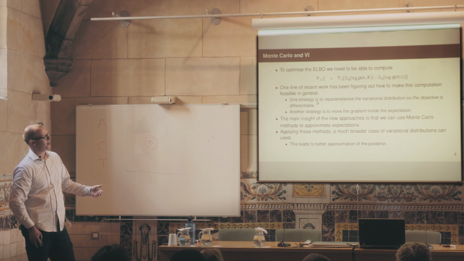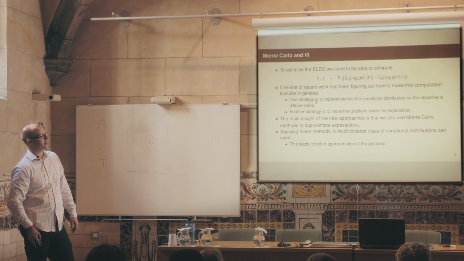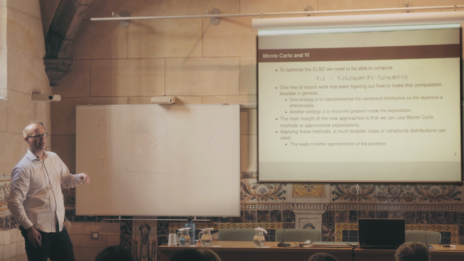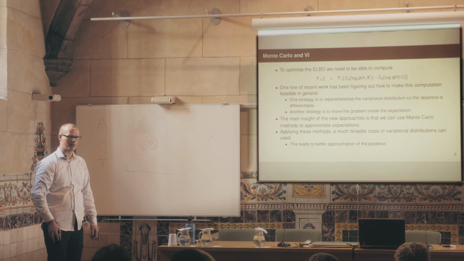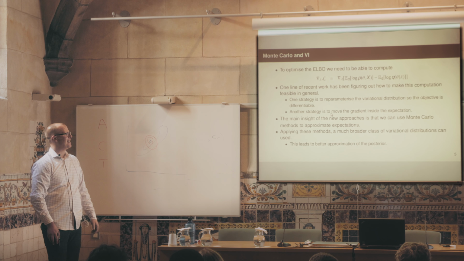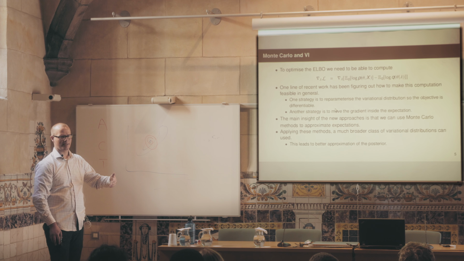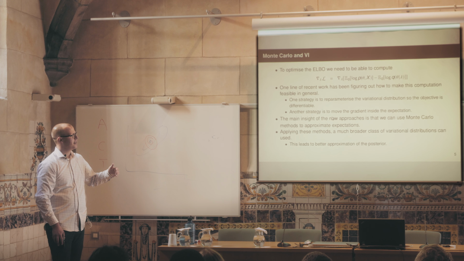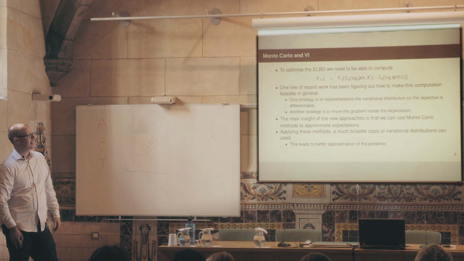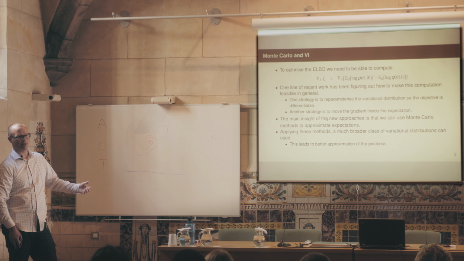Now, there's a couple of strategies. One that's really popular in the deep learning world is to reparameterize the variational distribution so that the objective is differentiable. If you have heard of the variational autoencoder, which is wildly popular right now, that was the paper that introduced this trick. There's another idea, which is to move the gradient inside of the expectation and then use Monte Carlo to approximate that expectation. There's a bunch of work in this field. It seems like people favor the first approach right now. It's called the reparameterization trick. And I think this other one goes by the name of REINFORCE.